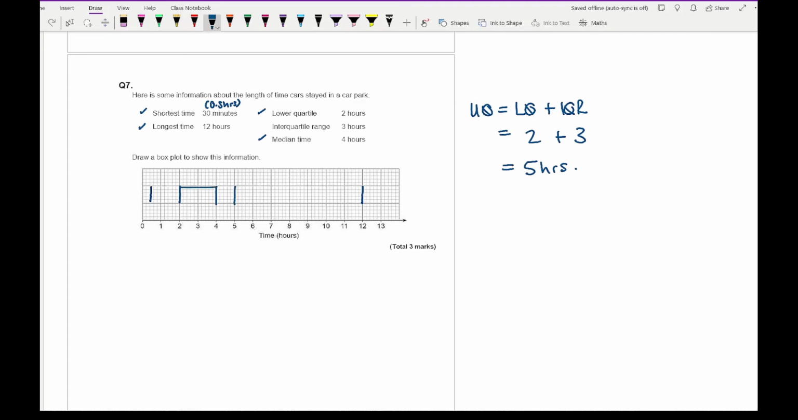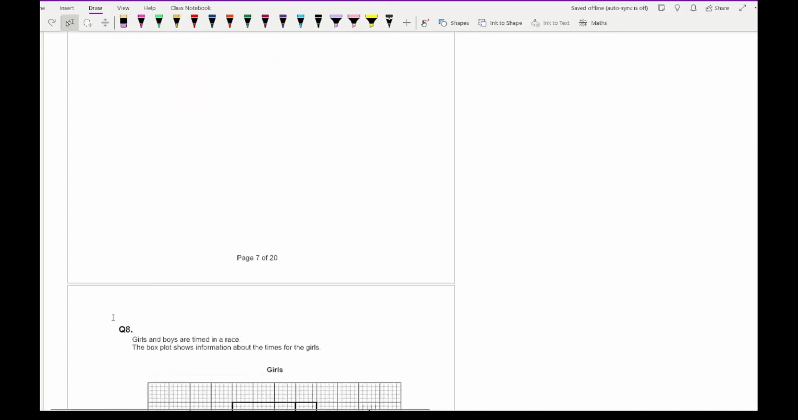So then all I need to do is turn this into a box plot, and again I should be using a ruler. I don't think you may lose marks if you didn't do it with a ruler, but again on the computer it's a bit difficult. And there is our completed box and whisker diagram.